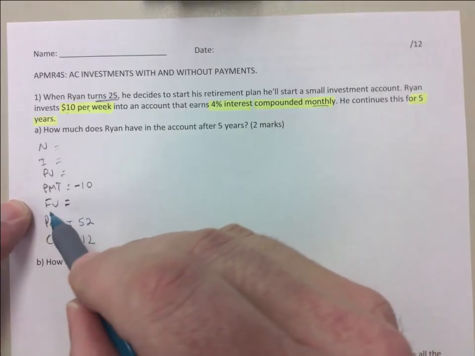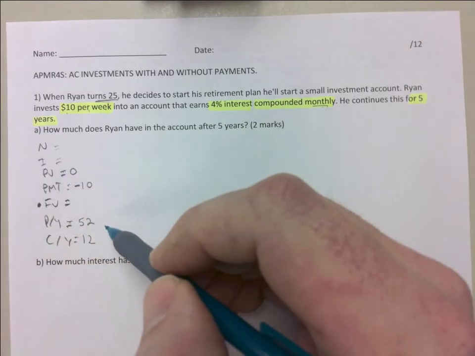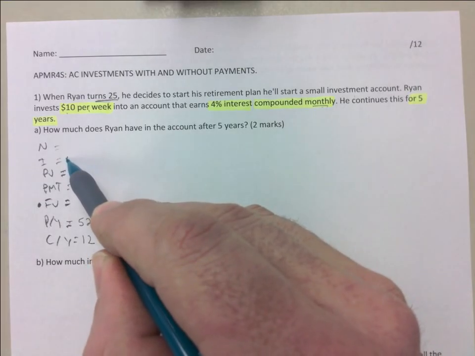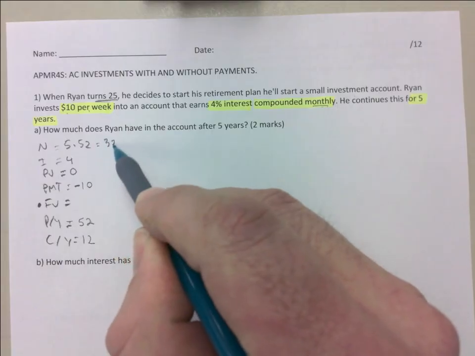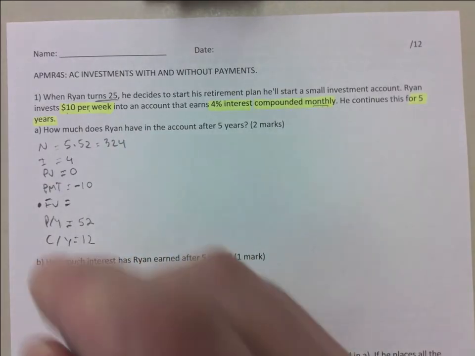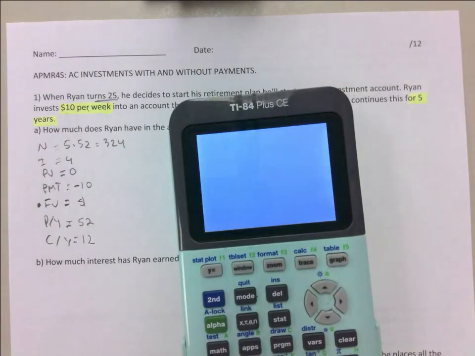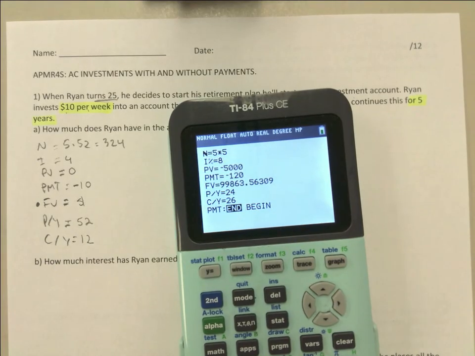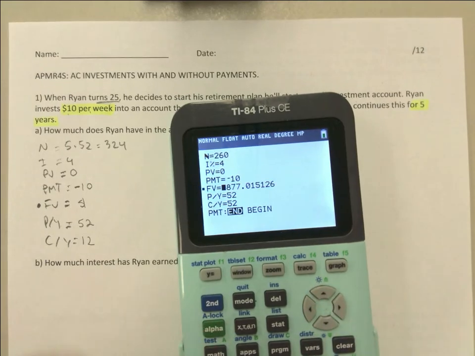Future value is what we want to find out. Present value, we don't start with anything, right? We don't have an amount to start, so it's 0. Interest is 4, and this is 5 years times 52, so this is 260. Okay, so if you have all of those, now you get your final, I'm going to actually calculate this. 5 times 52, 4, 0, negative 10, 0, 52, and 12. Alpha enter.